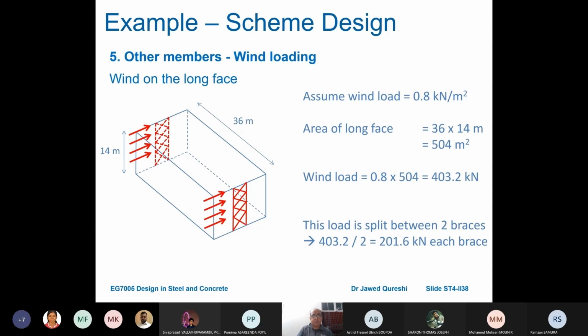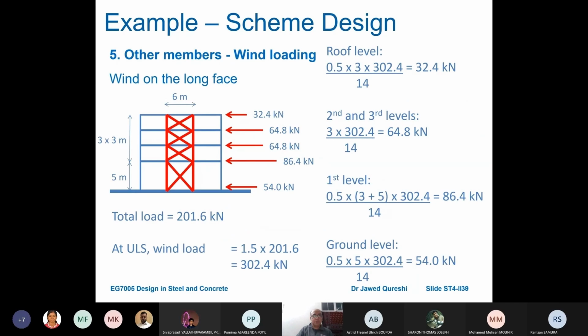Again, wind on the long face is resisted by bracing. The area of the long face is 36 by 14. In the same way, you work out the area of the long face, then multiply it with the wind load, and you get 403. Now this is resisted by 2 braces, so 201 kilonewton on each brace because it's divided by 2. Then we have to work out the loading on each level. Because wind is a variable load, we multiply with 1.5. So the total load is going to be 302 kilonewton.